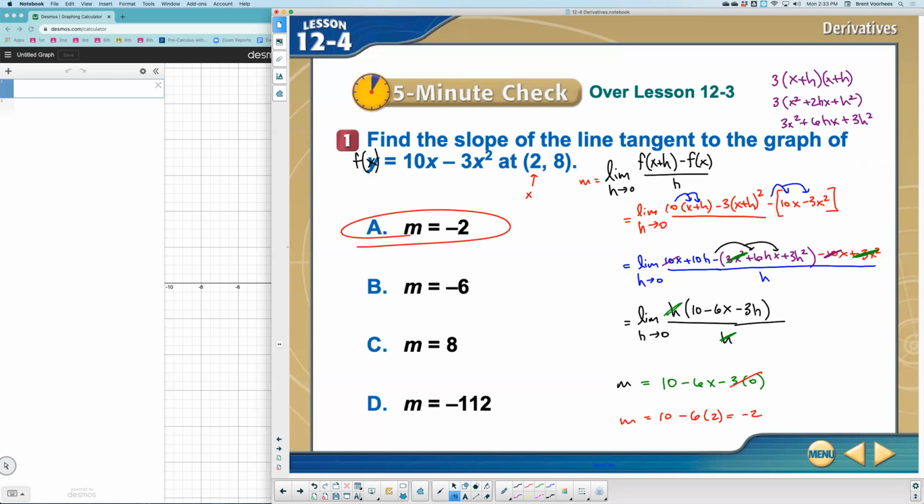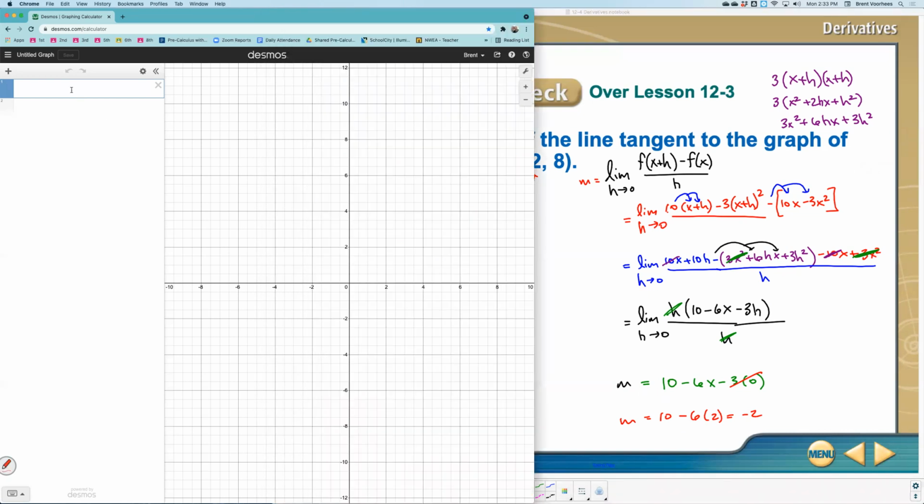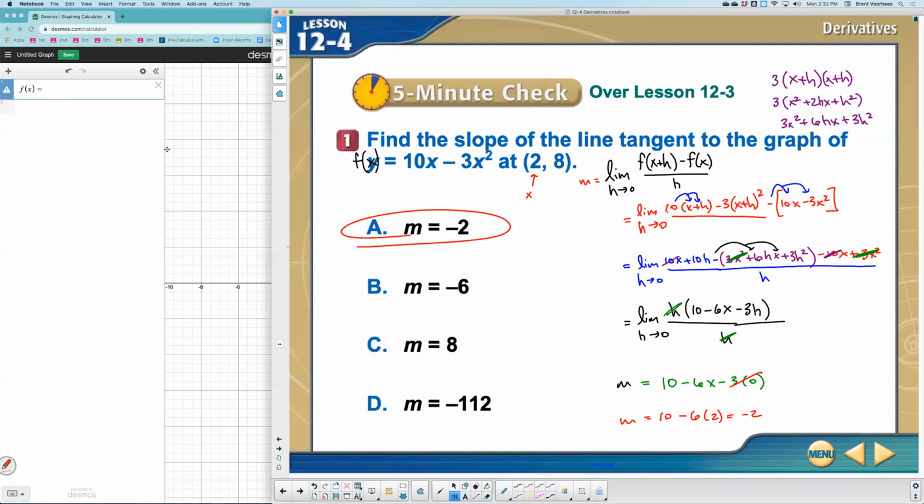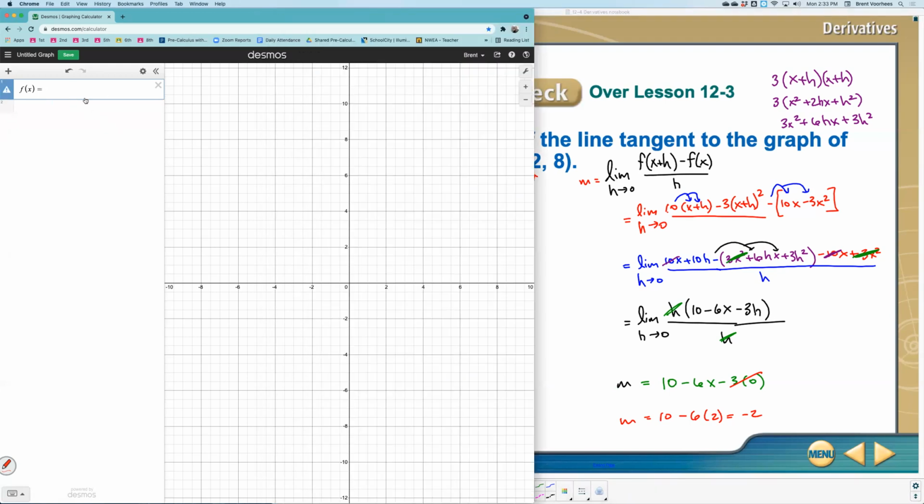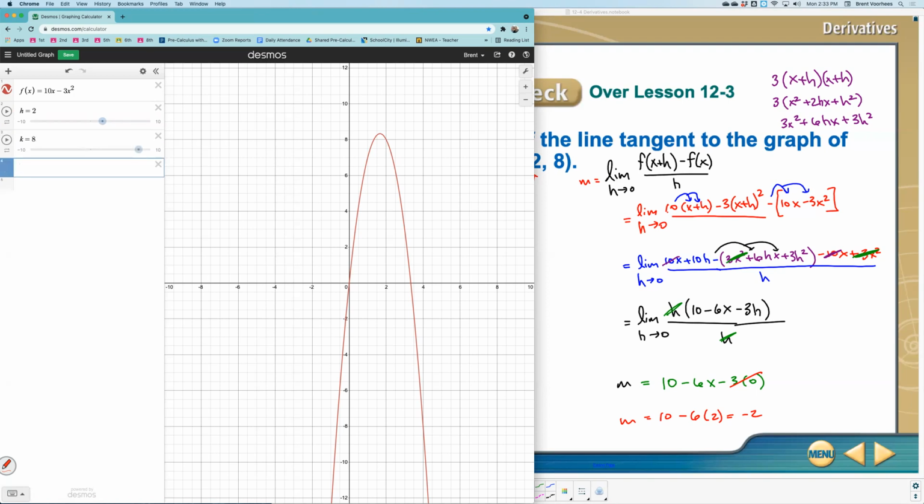And so we get A here as a solution. Now, after doing all of this problem, let's check it out in the calculator. F of x equals 10x minus 3x squared. There's the graph. And on this problem in particular, we want to know the point 2, 8. And so I'm going to use that as h is 2, k as 8.